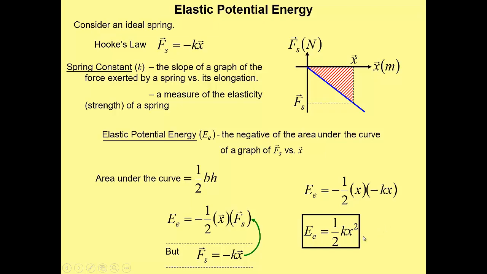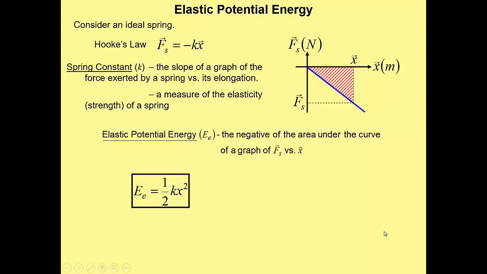Since we have our first energy storage mechanism, we now for the first time need a unit for our ability to produce change, an amount of energy stored. We haven't had one before. So let's get it right from this equation. k is the spring constant. That is the slope of this graph. So what are its units? Slopes are rise over run. So this would have units of newtons per meter.